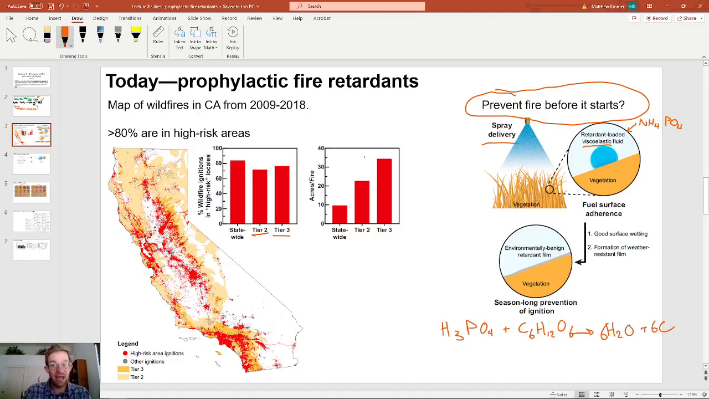So let's just get into the chemistry of what is this retardant-loaded viscoelastic fluid? How does it work? How effectively does it prevent wildfires? And then how is it assessed towards its toxicity and its environmental effects? Because that's a really important thing, right?